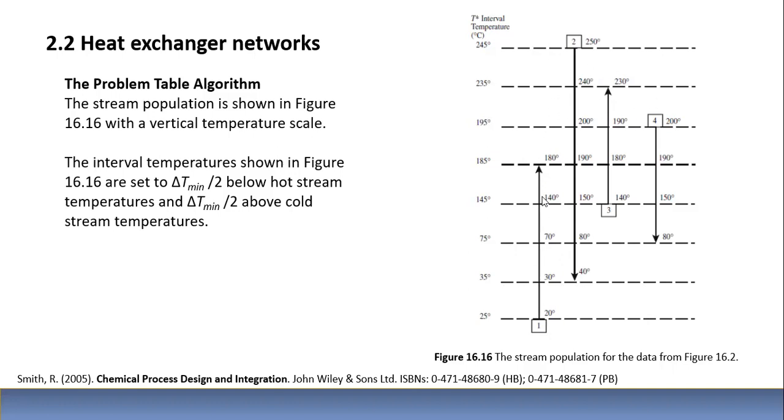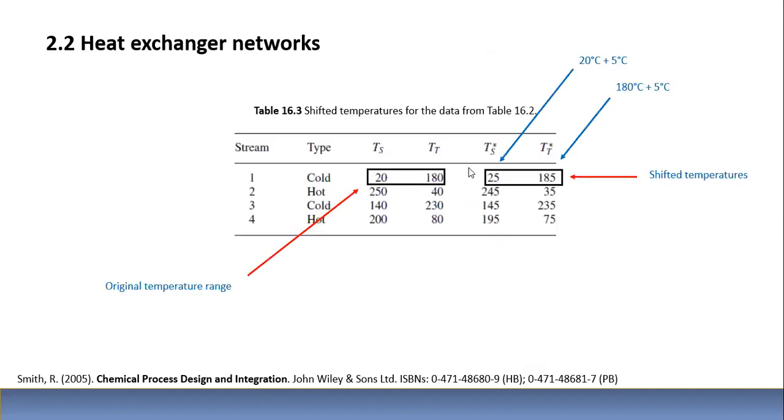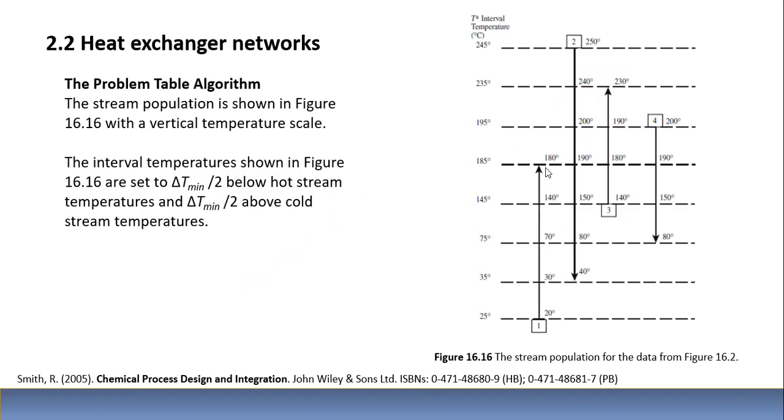You use these dashed lines to place the starting point and the end point of every one of these shifted temperature streams. So say for example, the cold stream starts now at 25. This is the shifted temperature of the cold stream, not the actual temperature, because these are the actual temperatures. So on the shifted temperature scale, it should start from 25 and go all the way to 185. And that's what you see there. It starts from 25 and goes all the way to 185.